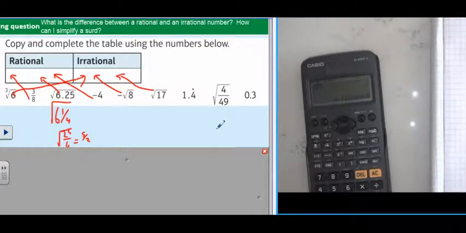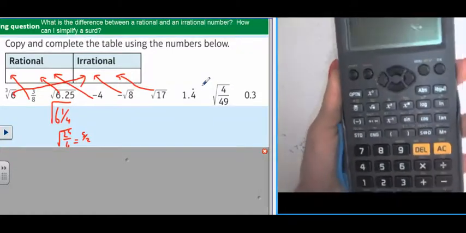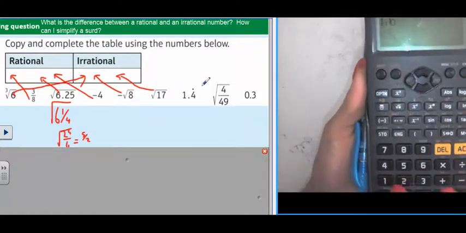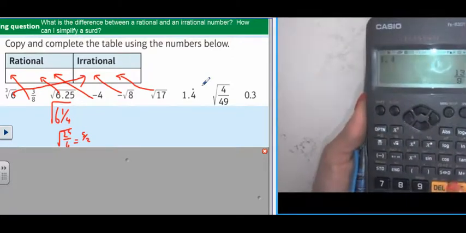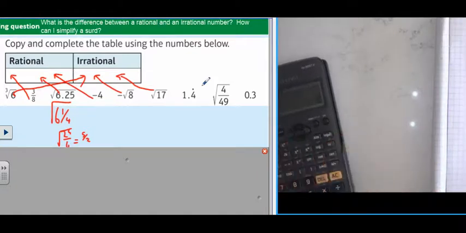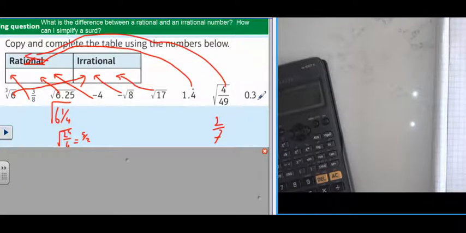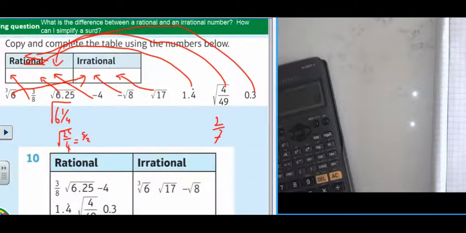1.4 recurring. Now there's a special method to write this as a fraction, which we will learn about later this year. Now, 1.4 recurring can be written as 13 over 9, so that is rational. Root 4 over 49 is the same as 2 over 7, so that's rational. And 0.3 can be written as 3 over 10, that's also rational. And 3 of those numbers were irrational.